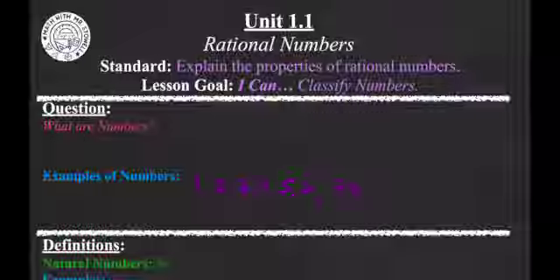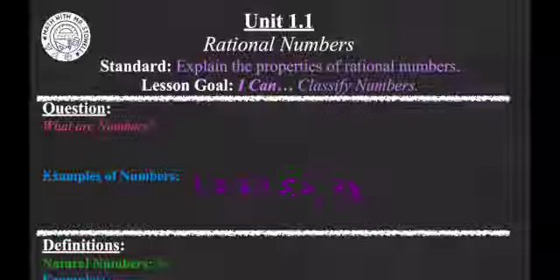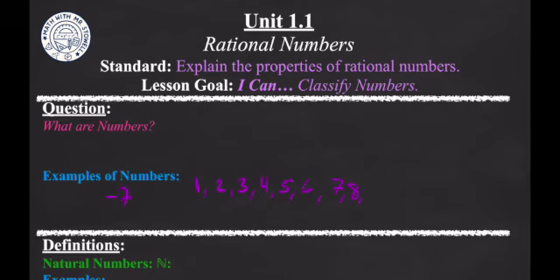But is that all the numbers that we know? Well, we know that there's also other numbers. We also know that we could put like a -7 in there. We could put -10. Those are also numbers. We have positives. We have negatives. We could even have 0. We could have nothing.